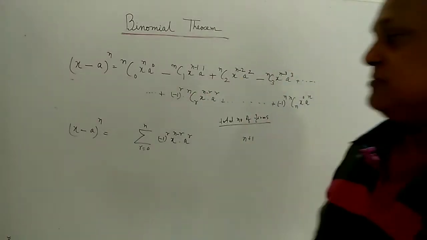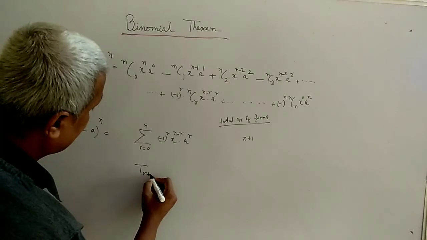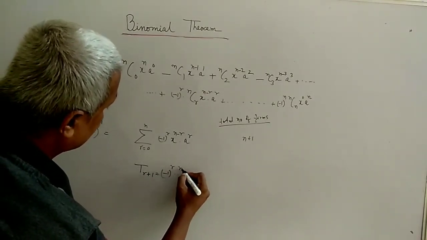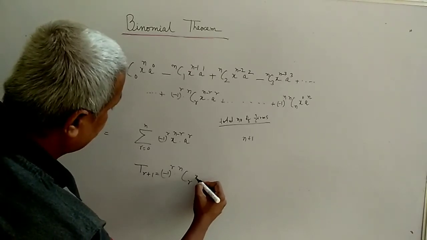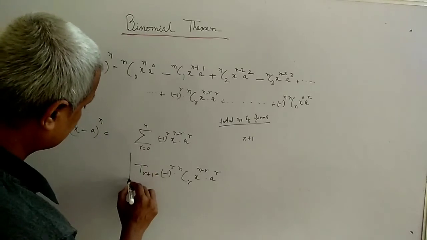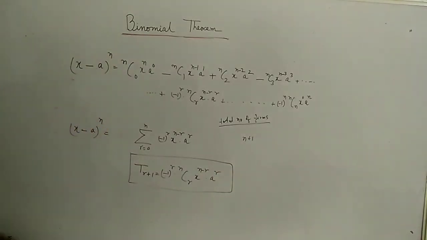And the general term in this expression will be T r plus 1, that is minus 1 whole to the power r, nCr x to the power n minus r, a to the power r. This is called the general term. So if you have the general term, you can find any term directly.